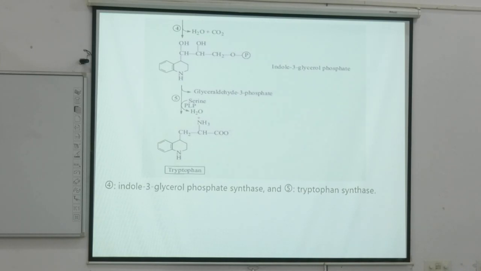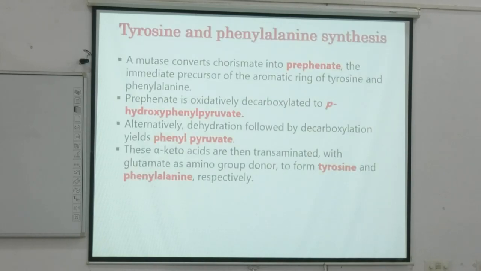Unfortunately, I won't be able to repeat it because we have a large portion to cover. It has already taken 10 minutes. So, let us see now how tyrosine and phenylalanine synthesis occurs. That is also from chorismate.